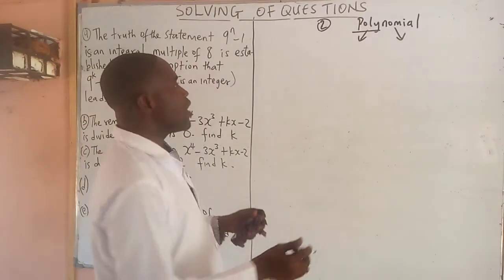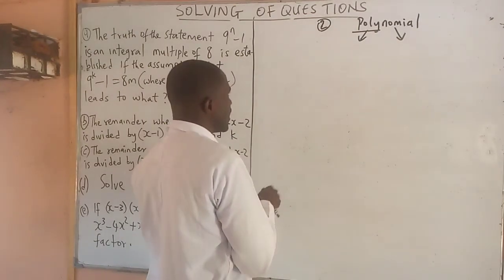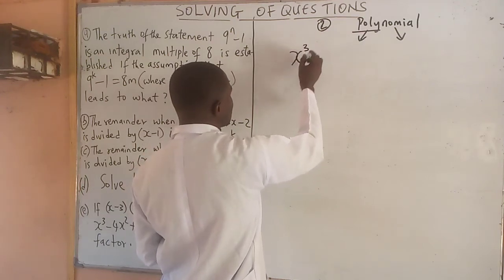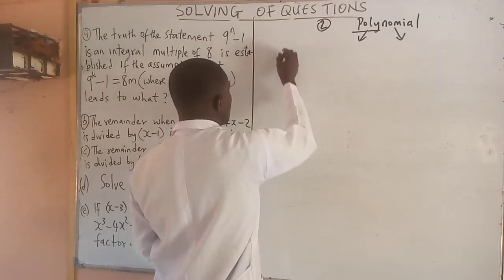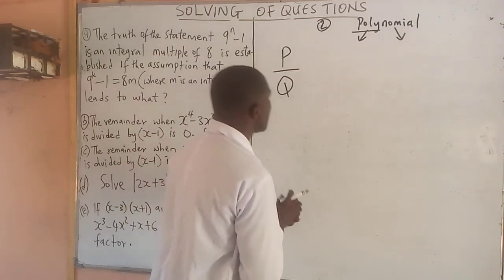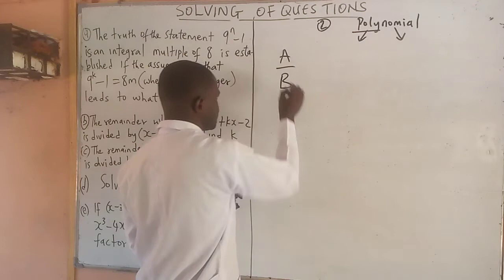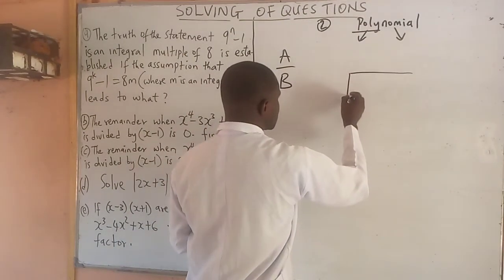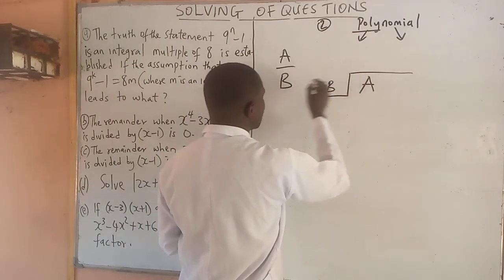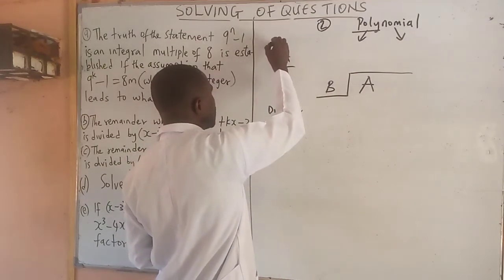Now, in polynomial, when you are dividing a polynomial, assuming they say, divide p over q. When they say divide p over q, for instance, or when they say divide a over b, see what it means. It means that b will be outside while a will be inside. The b is called the divisor. In polynomial, it's called the divisor. The a is called the dividend.